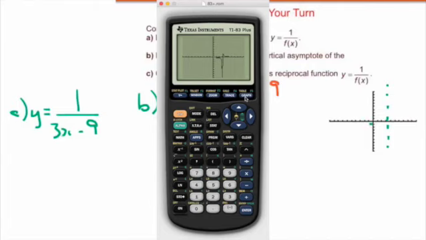We've got the left branch that does this. The right branch that does that. And again, as best as you can. Remember the calculator limitation that the asymptote doesn't really show up as an asymptote.